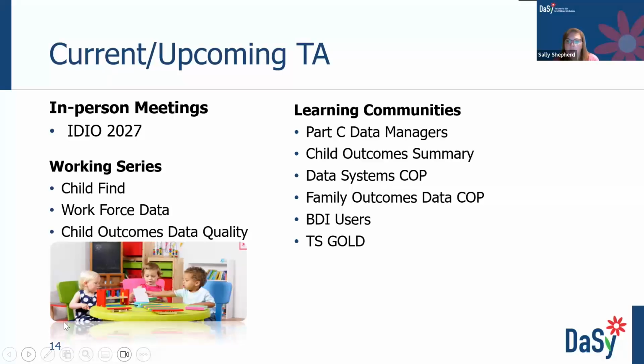And then we'd also like to talk about our working series. We have some potential ideas. We're approaching our third year of this grant cycle, so we're starting to plan for year 3. And so we're looking at potential working series opportunities on topics such as child find, workforce data, and child outcomes data quality. We're also offering learning communities that you may already be part of, especially for those who marked on the poll that you're very familiar with DaSy.